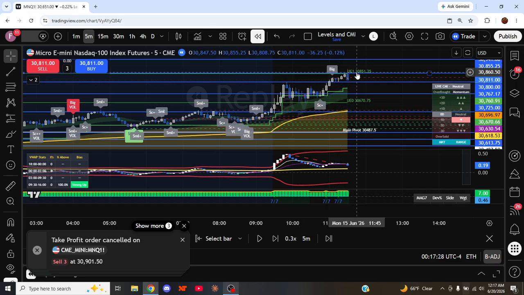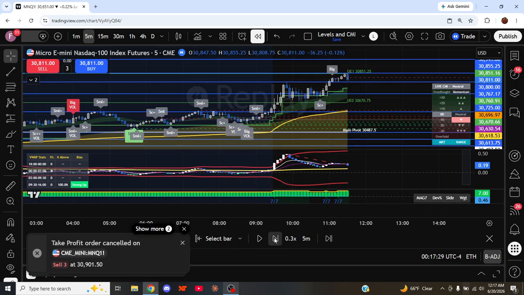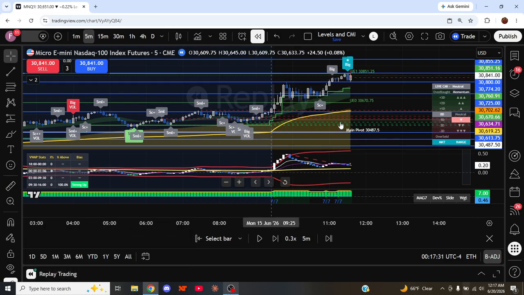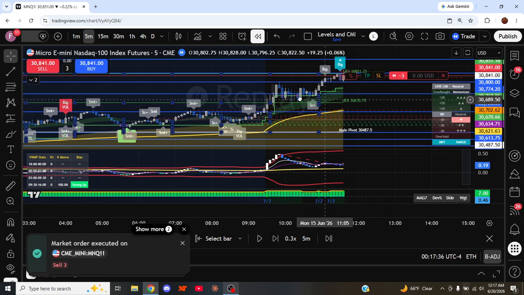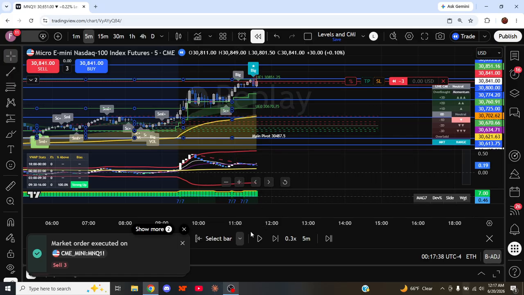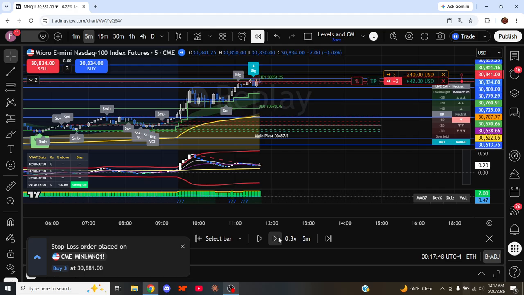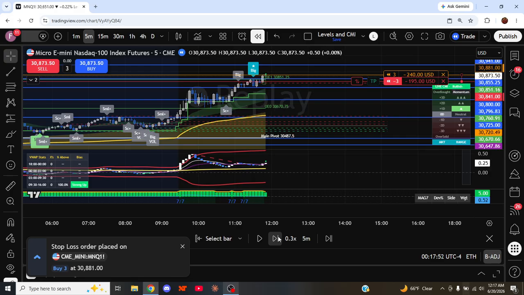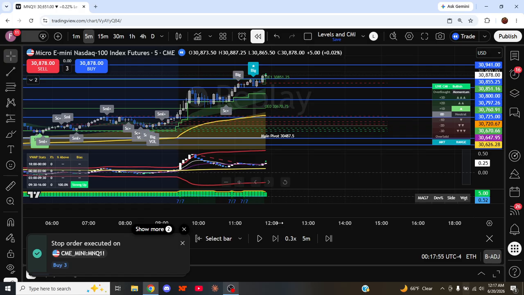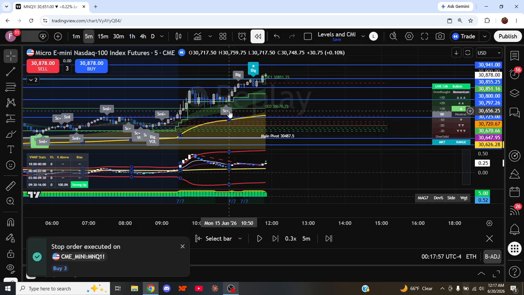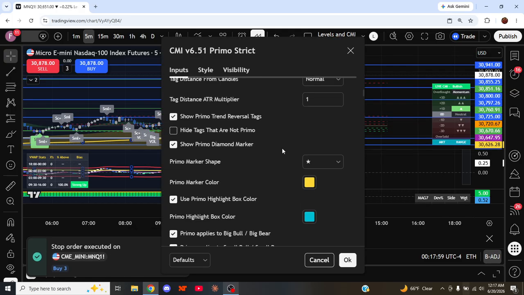Alright. And then we had a big tag, which just disappeared. Let's see if it sticks. Big blue tag. So we are gonna sell. We're selling into an uptrend, but we're gonna give it a shot. Stop loss goes right up. Yeah, we're just moving up. So we're gonna switch back to uptrend.